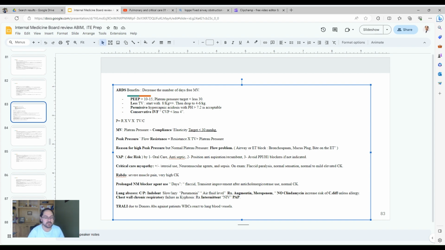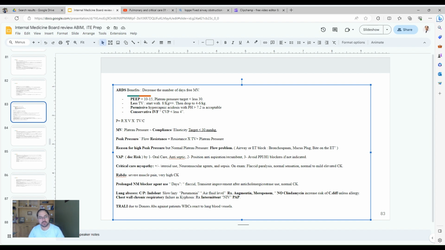Critical care myopathy is associated with mild to normally elevated CK with normal or flaccid paralysis on physical exam. Increased risk by use of neuromuscular blockers and steroids. Rhabdomyolysis has very high CK and the patient has severe muscle pain.